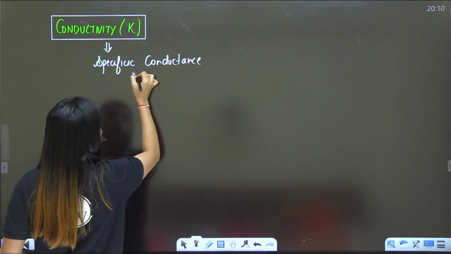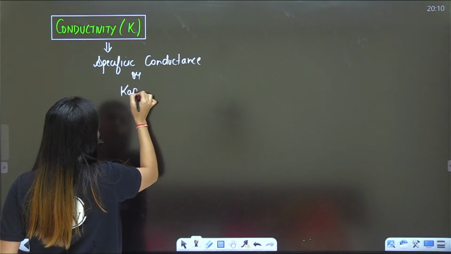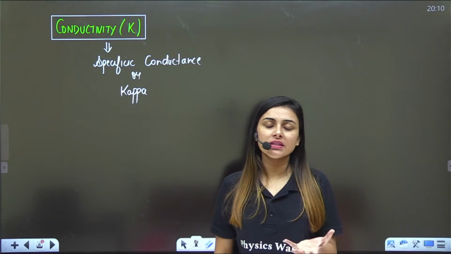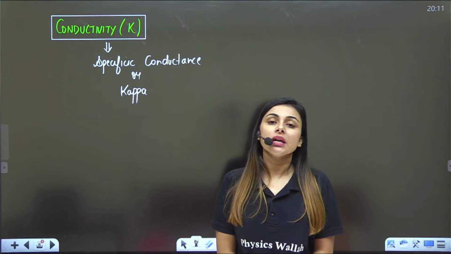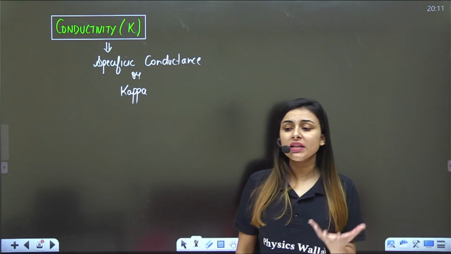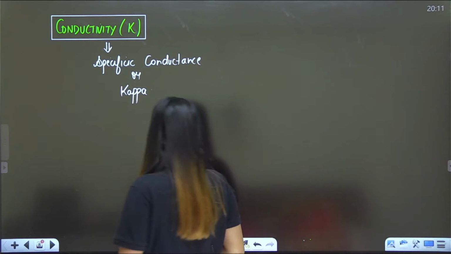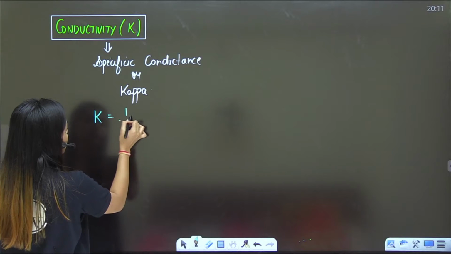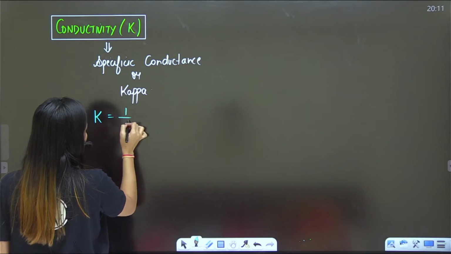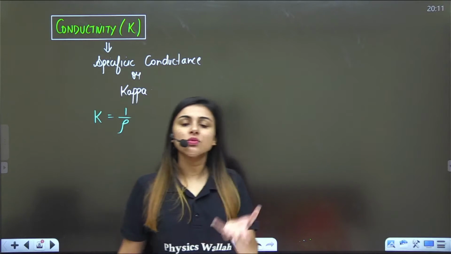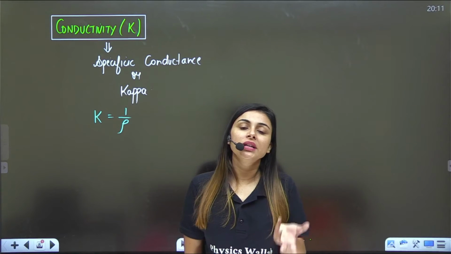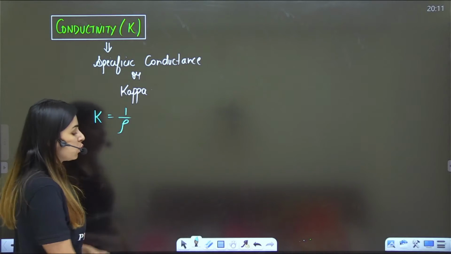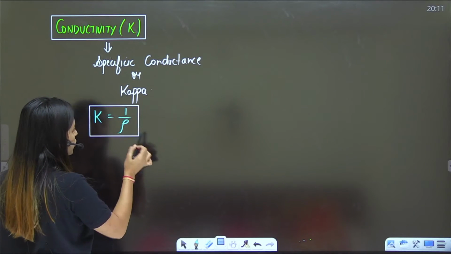Or it is also known as, my dear students, kappa. Okay, so if ever you see the word kappa given, that means they are giving you the conductivity. Now what is conductivity? Conductivity is nothing but the reciprocal of your resistivity. The same way your conductance was the reciprocal of your resistance, your conductivity is the reciprocal of your resistivity. Okay, so K is equal to 1 upon resistivity. This is the first expression that you need to know.